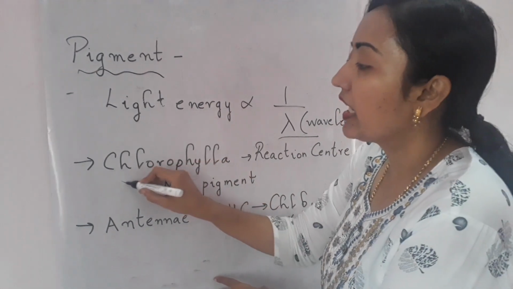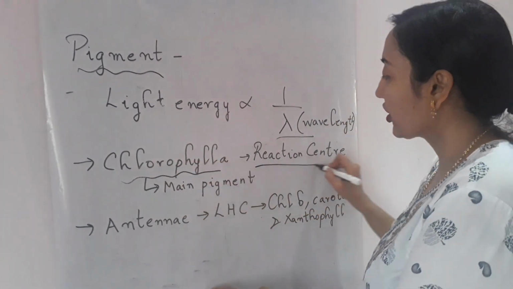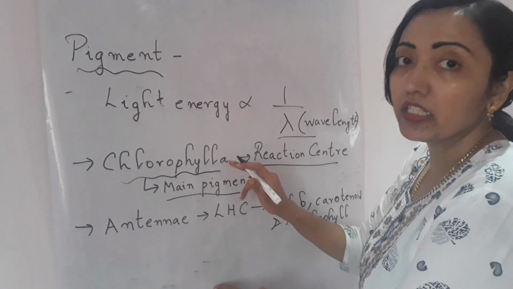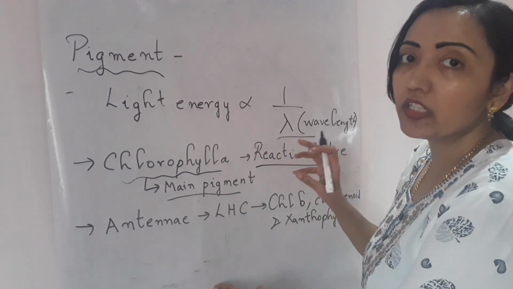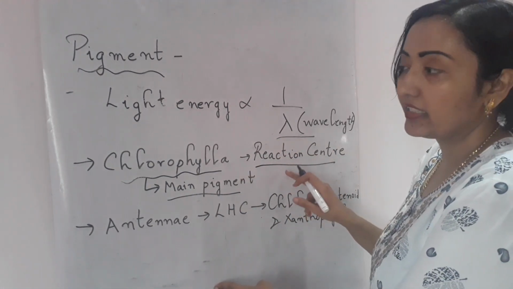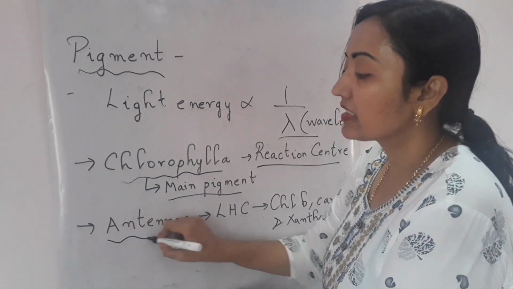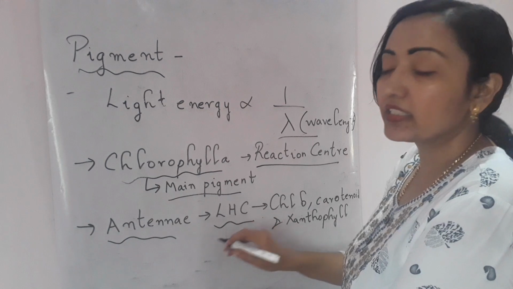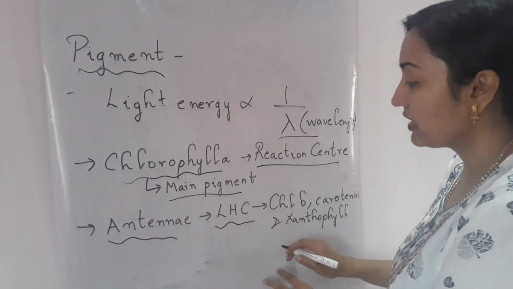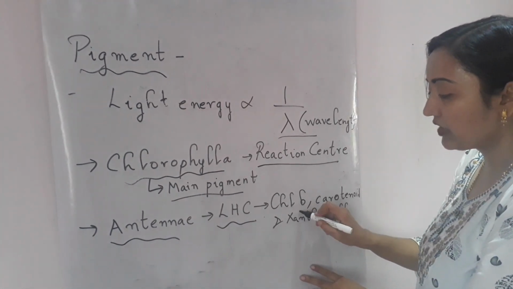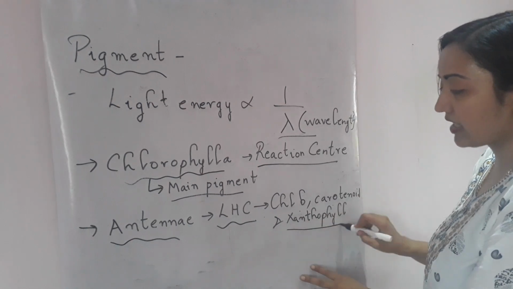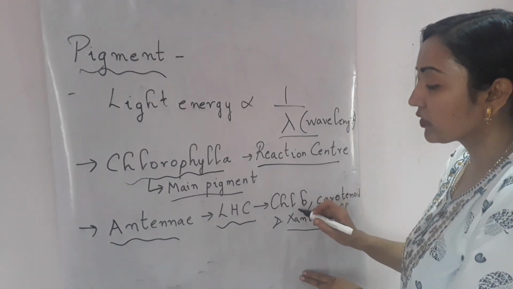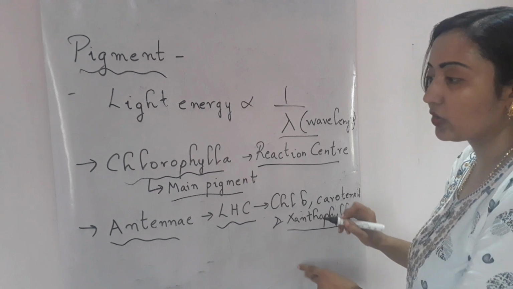Chlorophyll A is the main pigment, or the reaction center. The antennae is otherwise called the light harvesting complex. The antennae is made up of chlorophyll B, carotenoid and xanthophyll.